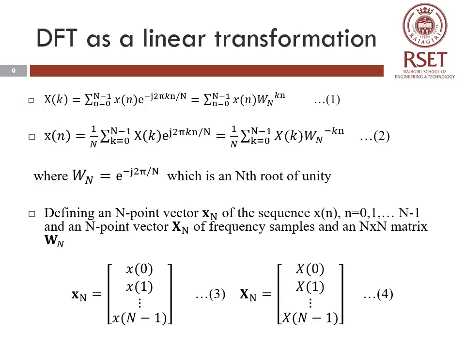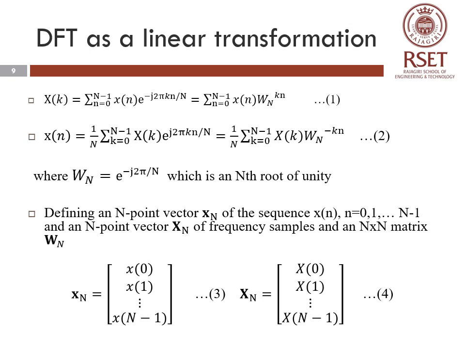Next is DFT as a linear transformation. Here we are going to represent e raised to minus j 2 pi by n as Wn. Wn is actually the nth root of unity. Wn is also called twiddle factor. We will learn more about this twiddle factor in fast Fourier transforms in second module. If you represent this e raised to minus j 2 pi by n as Wn, we can get simplified expressions for DFT and IDFT as shown in expressions 1 and 2.